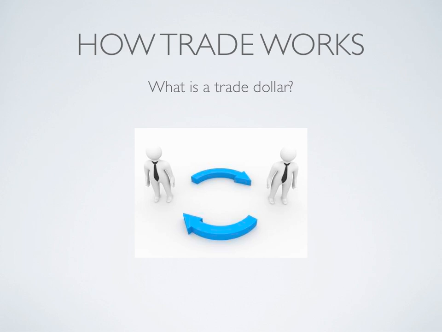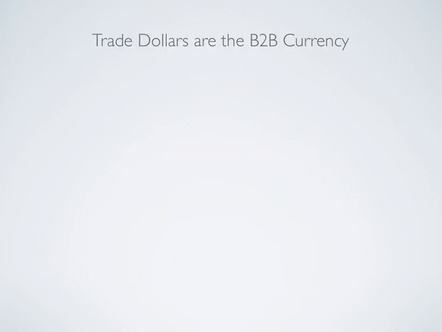I'm just going to take some time now to explain to you what a trade dollar is and how it works. A trade dollar is something that's very important to understand if you are going to be taking part in any kind of trade or bartering system. In short, trade dollars are just another currency, specifically used for businesses to trade between themselves. One trade dollar is equal to one Australian dollar.